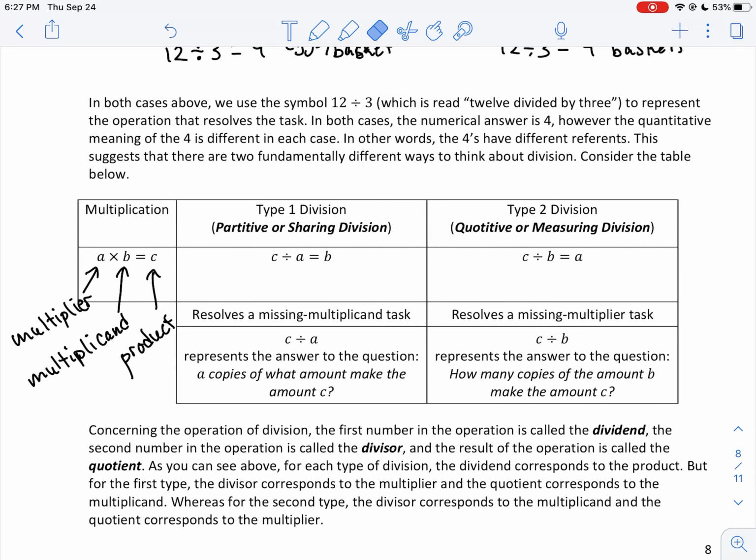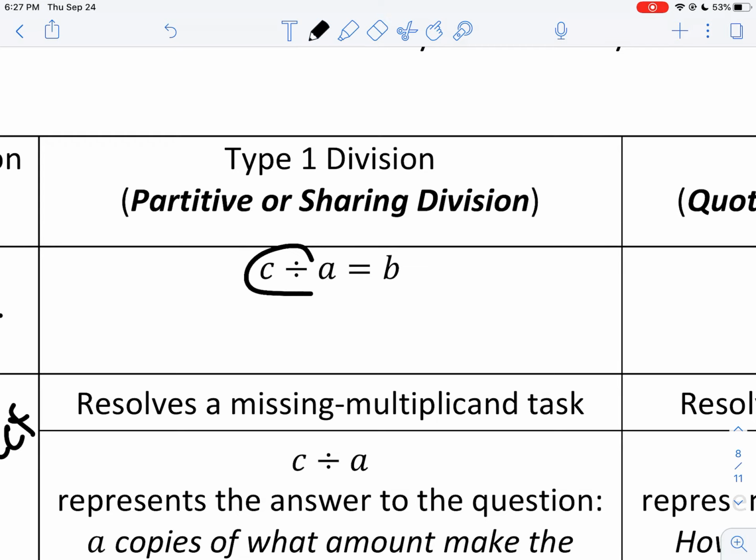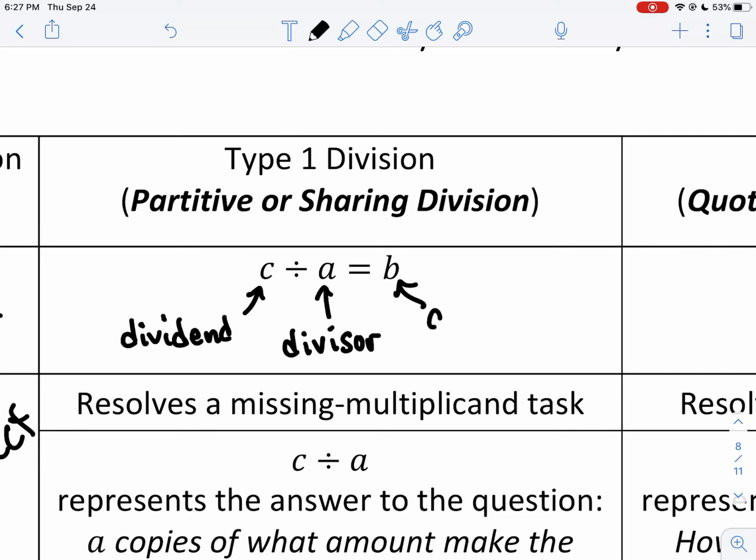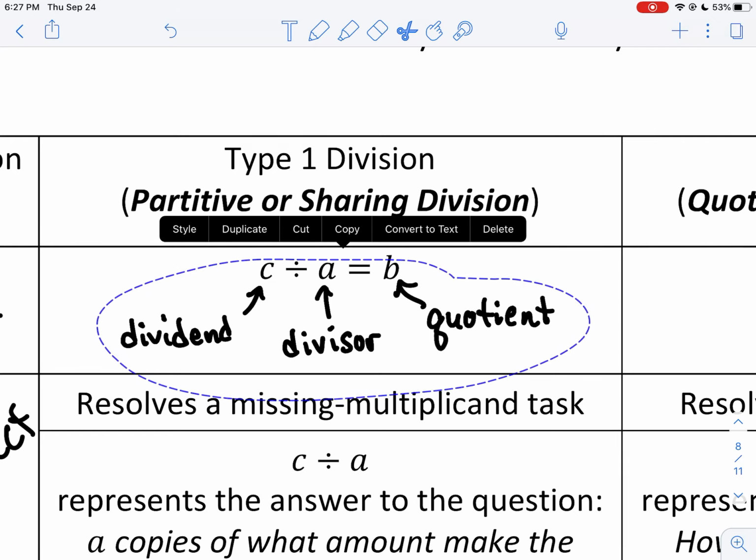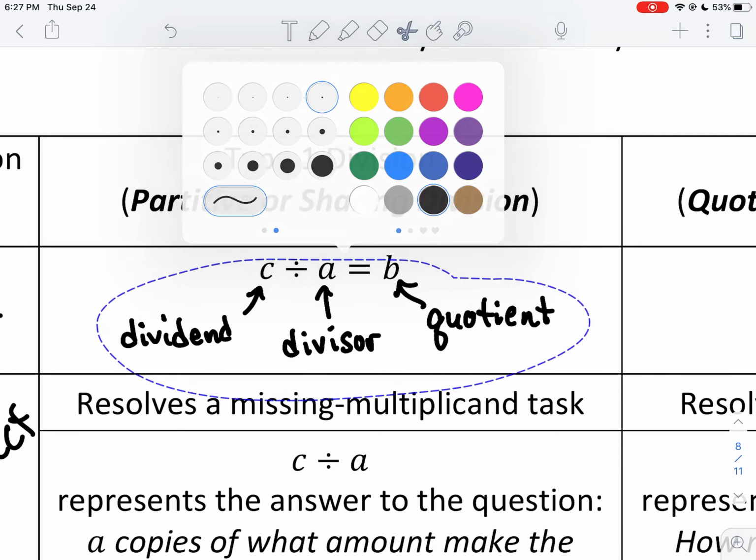Now, concerning the operation of division, when you actually see the division symbol like this, we have some more names for these pieces. The first number is called the dividend. The second number is called the divisor. And the resulting number is called the quotient. Now that's true in both cases, because these names exist independent of a context.